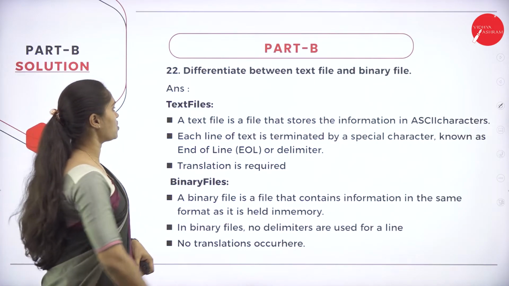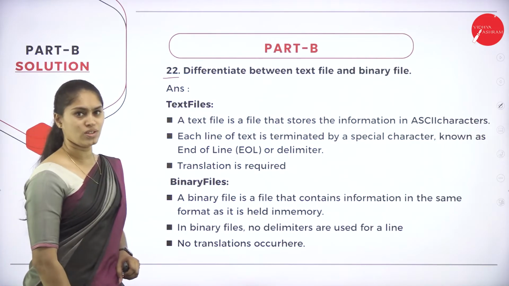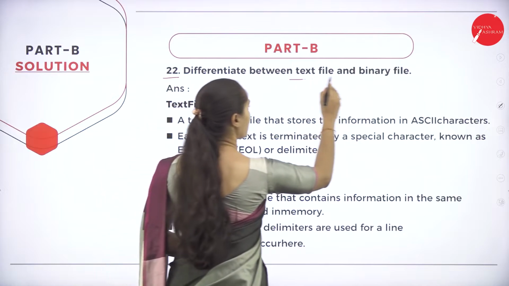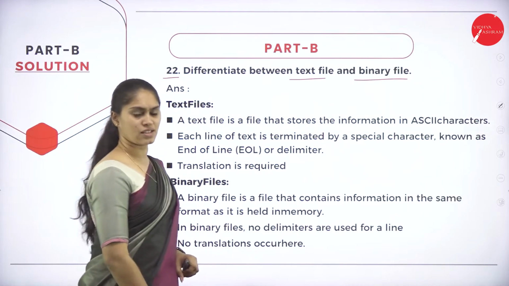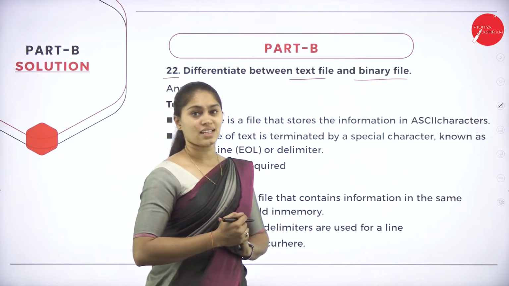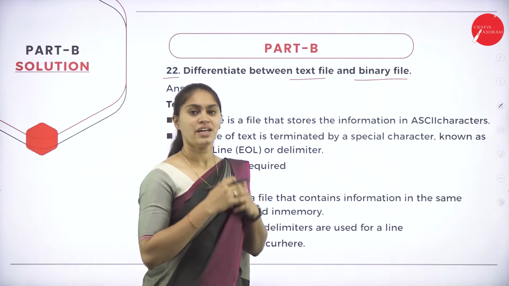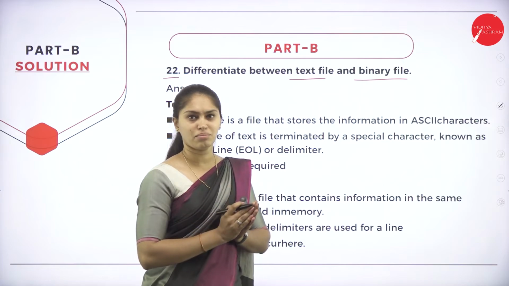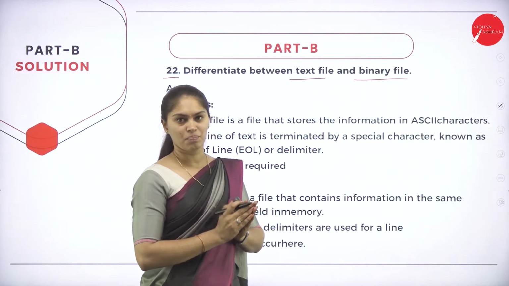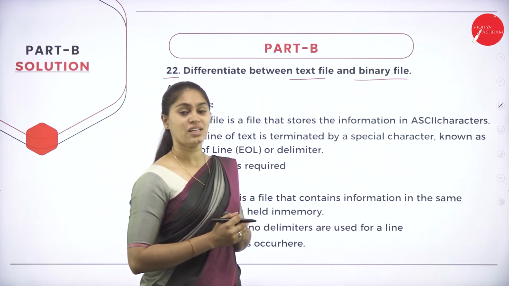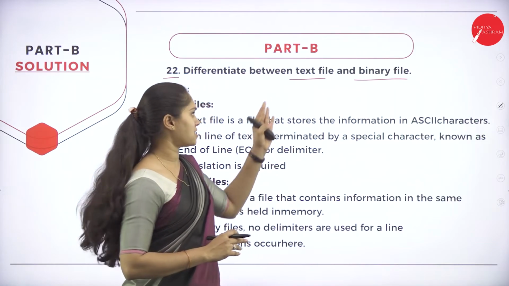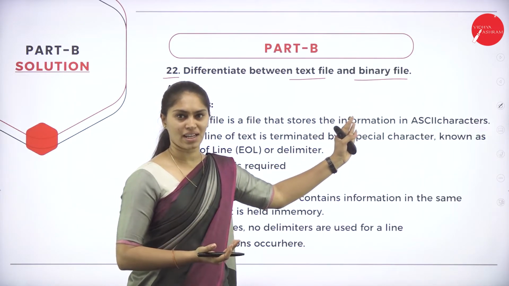So we'll see the next question. Question number 22: differentiate between text file and binary file. As we all know, a file is a collection of bytes, or a stream of bytes, that can have text, images, characters, numbers, anything could be the data. What kinds of files do we have? We have two types of files. One is the text file and another one is the binary file.